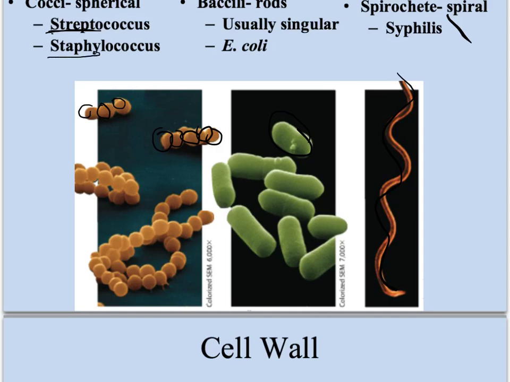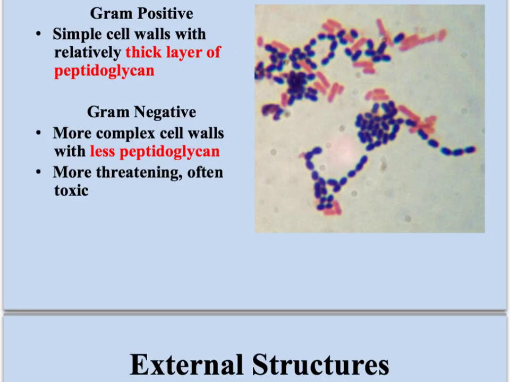And then staph is going to be a clump of circles, this clump of little circular bacteria, like this. That's going to cause staph infections. You can also have single little bacteria. So then bacilli, which are the rod-shaped, they're usually singular. This is like E. coli. And then spirochete, which is spiral-shaped, that is what the syphilis bacteria is.